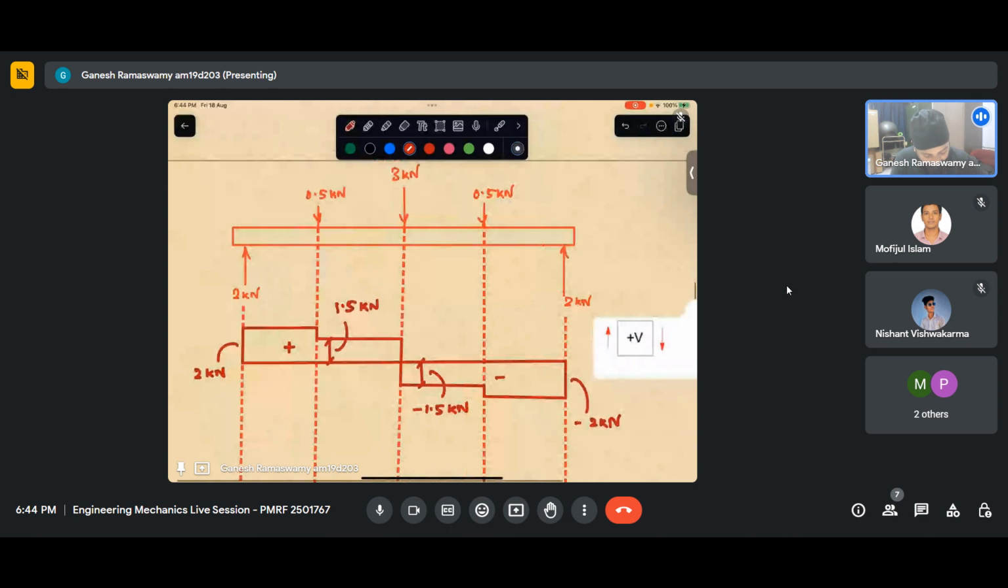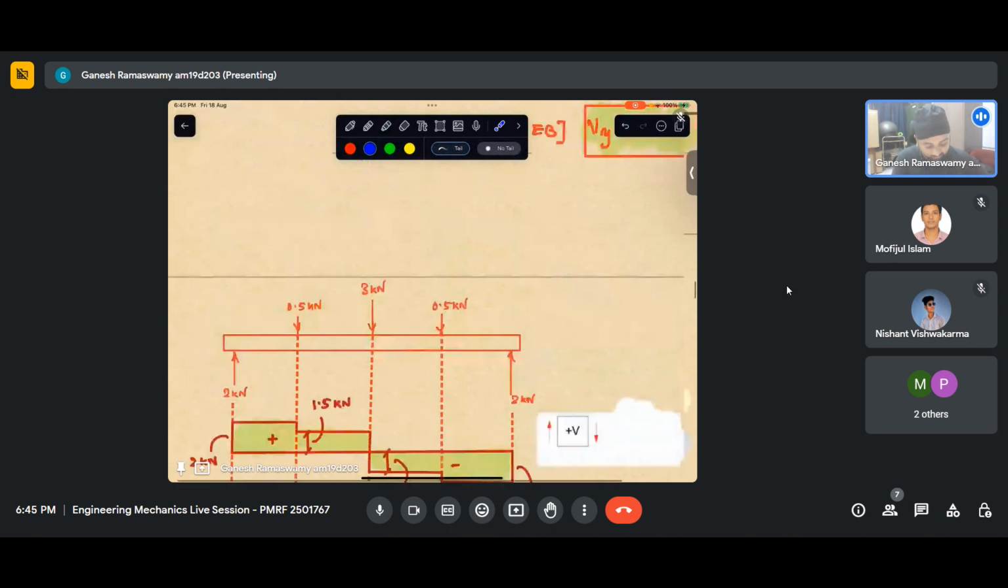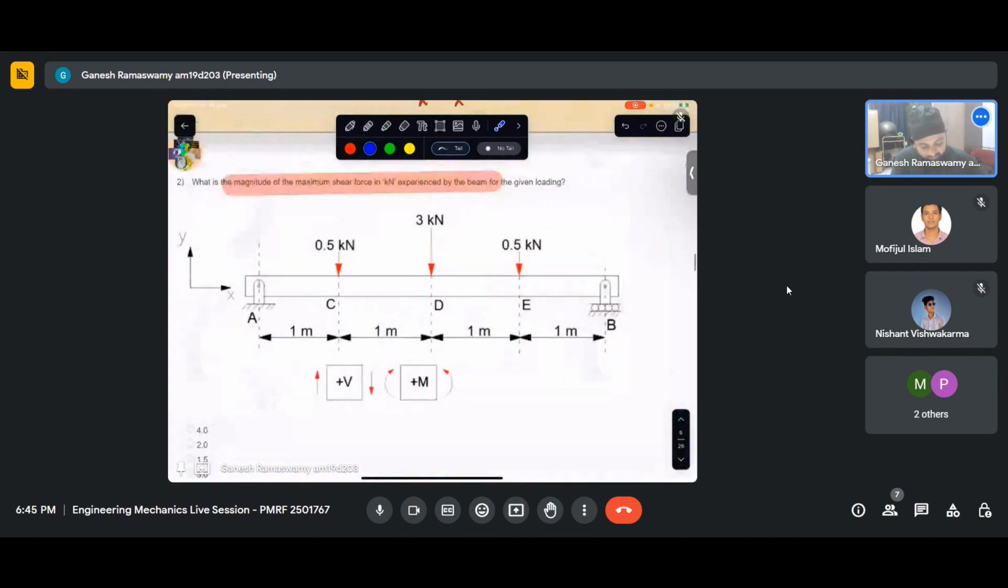So we can hatch this with some color, and this will be our shear force diagram. And a shear force diagram is always to be reported with its corresponding sign convention. Otherwise, it doesn't essentially convey the meaning properly. Okay, now that we have the shear force diagram with us, let us revisit what the question is asking. The question asked us to report the magnitude of the maximum shear force.